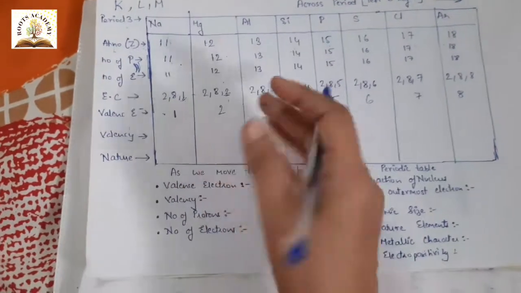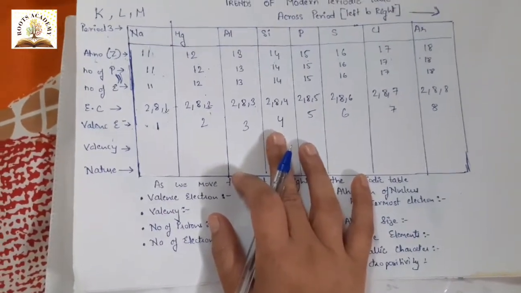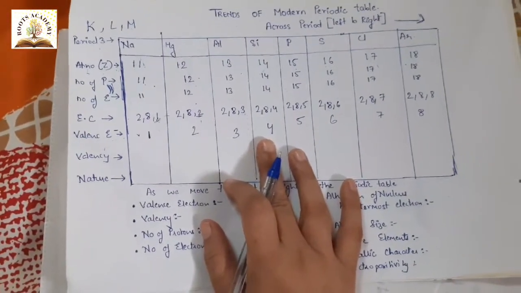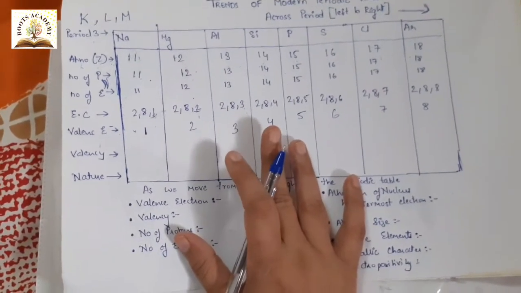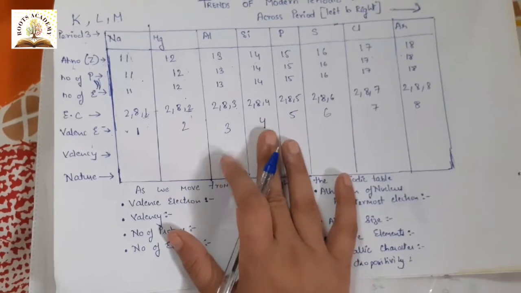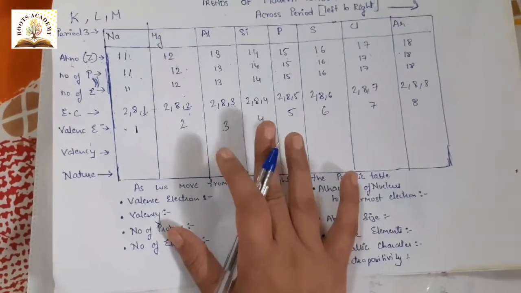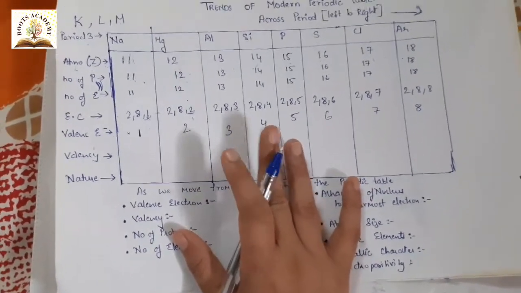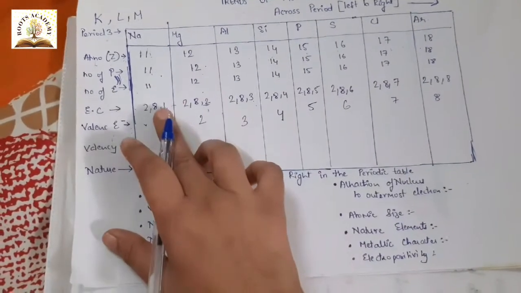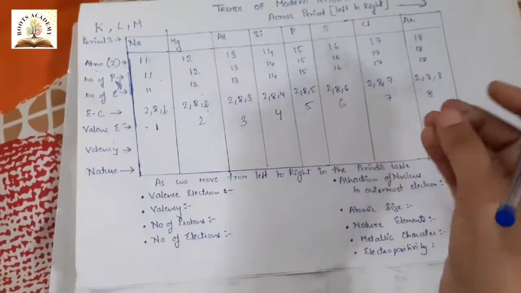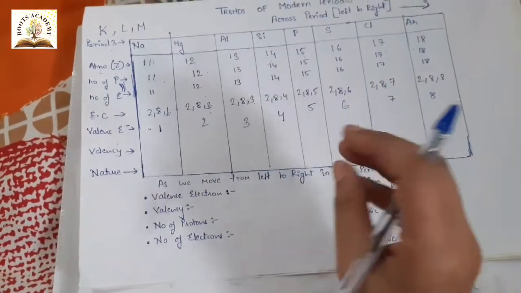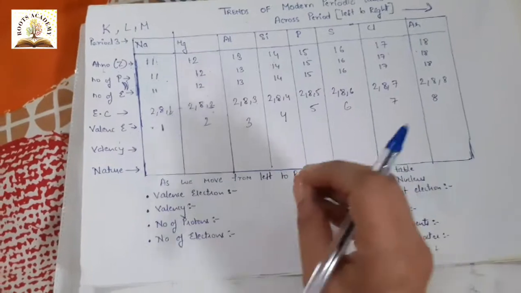What about the valency? You know the valency. Valency is valence electron or 8 minus valence electron. Whichever number is less, that will be the valency. So what is valency? Valency can be the valence electron or 8 minus valence electron. In both cases, whichever number is less, that will be the valency.